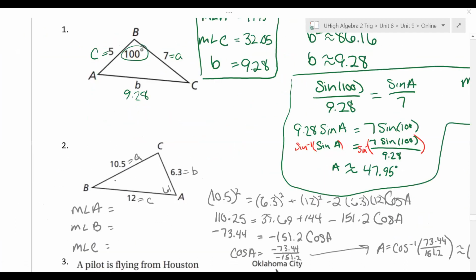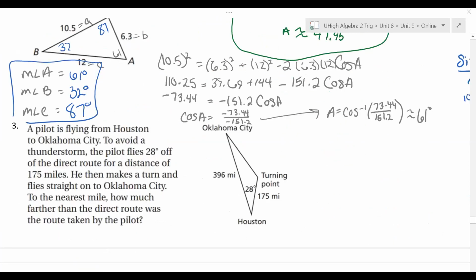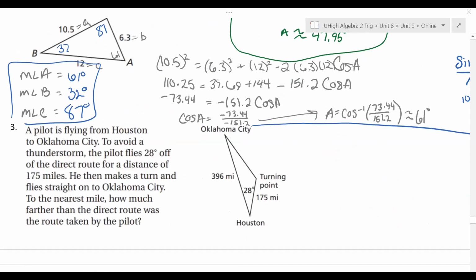B is 32. And then I could just do 180 minus these two and find that C is approximately 87 degrees. And there we go. So what I want you guys to do is pause the video and try number 3, and then I'm gonna go through it with you here in just a second. So pause the video and try it.